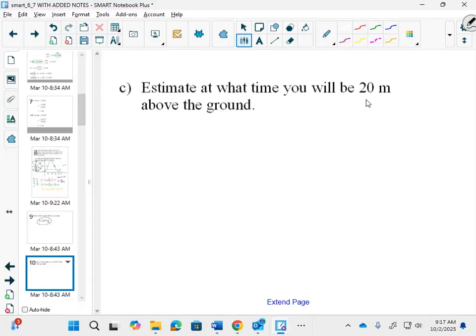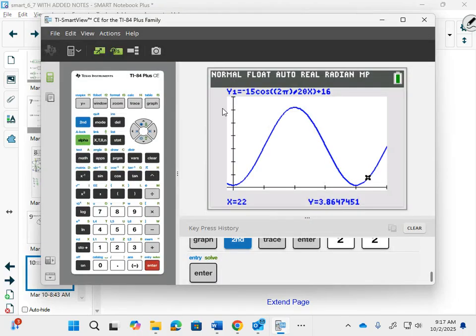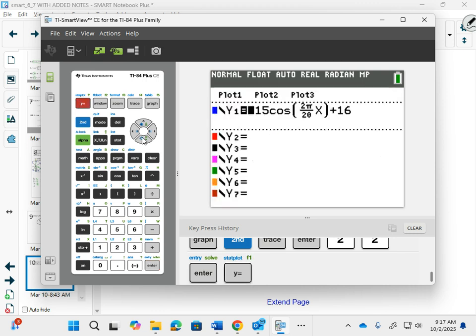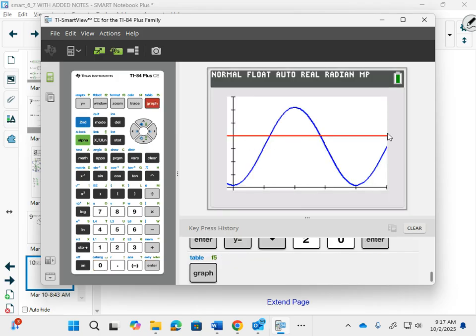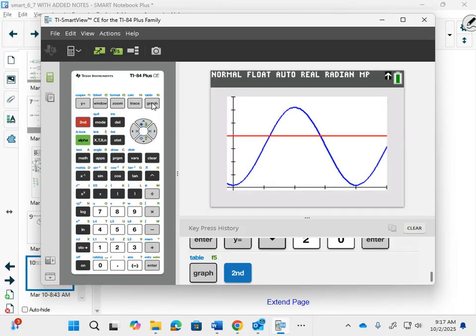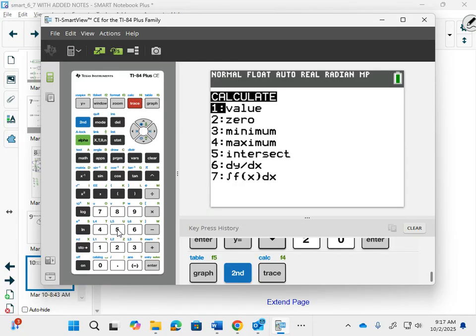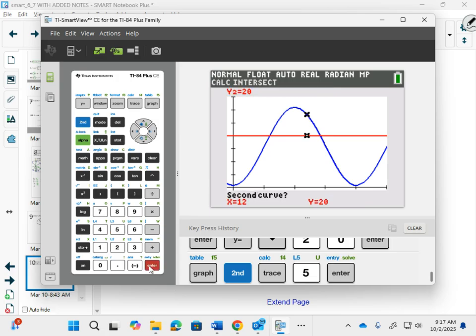Estimate at what time you will be 20 meters above the ground. So again, back to my calculator. If I want to find a certain y value, I have to go to y equals, and in a second equation, type in 20. And that draws the horizontal line at 20. And now I can go second, calculate. Where do these intersect? Enter, enter, enter. One's at 14.14.